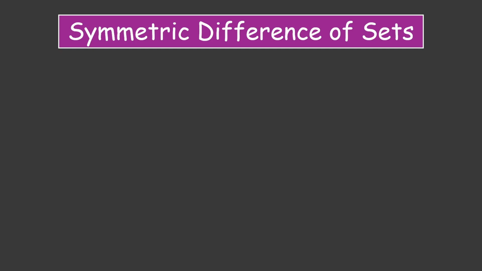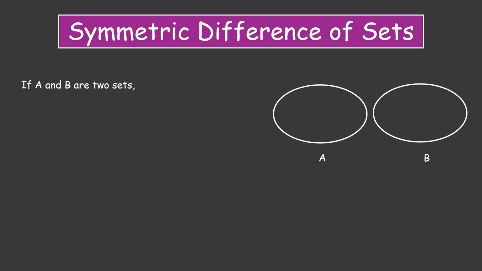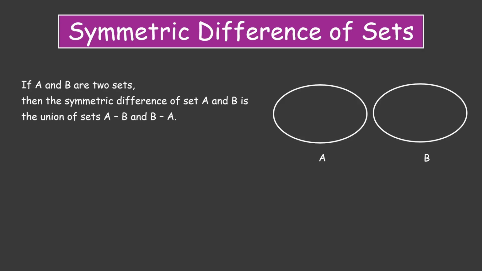In this video, we are going to talk about symmetric difference of sets. If A and B are two sets, then the symmetric difference of sets A and B is the union of two sets, A minus B and B minus A.